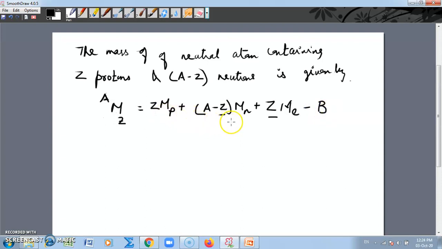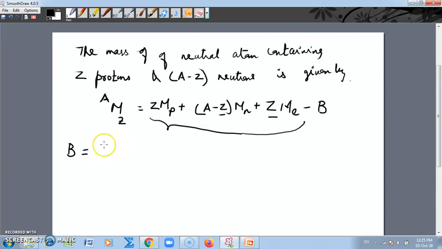So this is the formula for mass. When I combine all these masses, a little bit of the mass gets converted to energy in keeping the nucleons together, and we have talked about it in our discussion on binding energy. Now, by the semi-empirical mass formula, we came to know what B is.